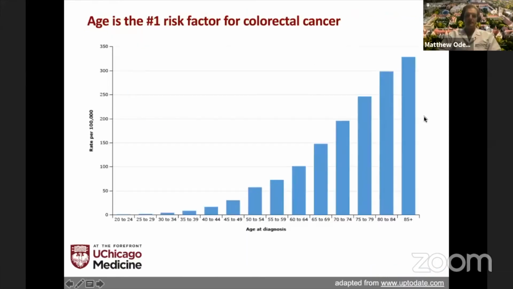So the number one risk factor for developing colon cancer is birthdays. In this graph here, we have the rate of colon cancer per 100,000 people. So the higher a bar is, the higher the rate of colon cancer in that age group is. And on this axis here, there's age going from younger, from 20 years old up to 85 plus years old. And as you can see at each different age group, there's a much higher incidence of colon cancer, with the highest incidence being in those over 85 years old.